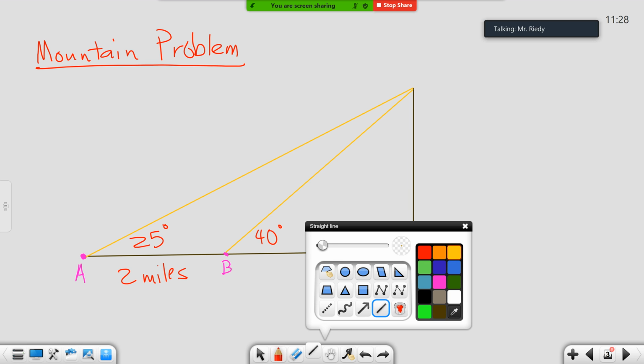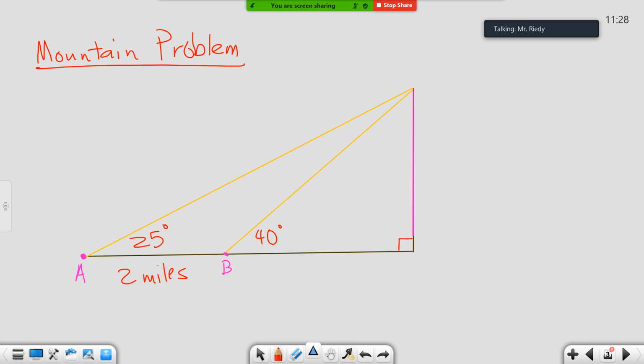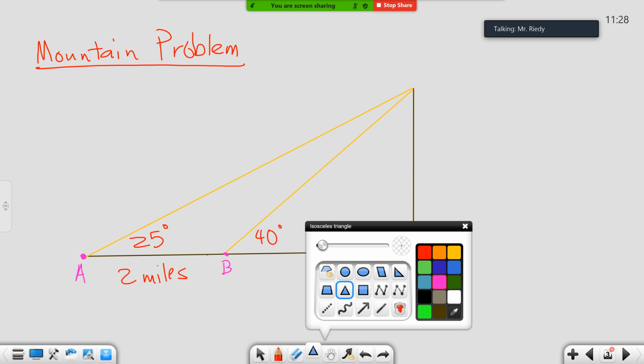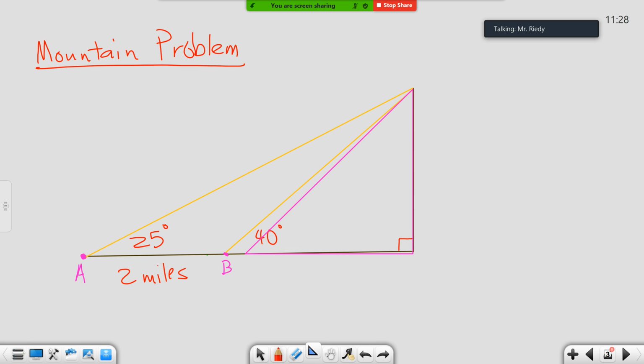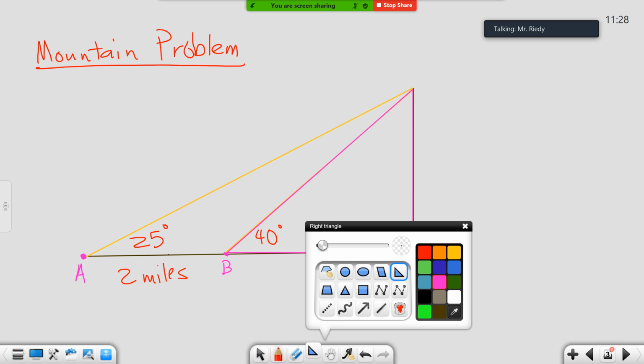Let's see. We'll get some color coding here. I think we'll use a pink. Whoa, that was wrong. Trying again. We want a right triangle, pink, good. So here's one triangle in pink. And then we'll do the other one in, let's say, green.